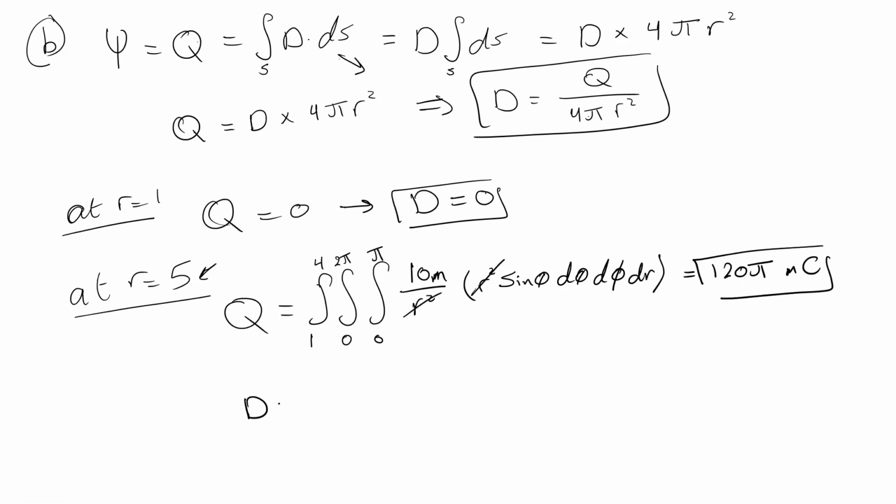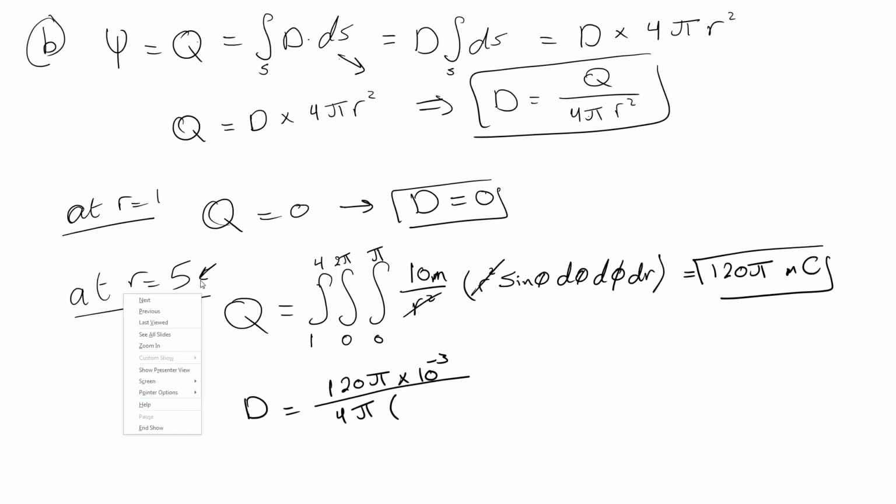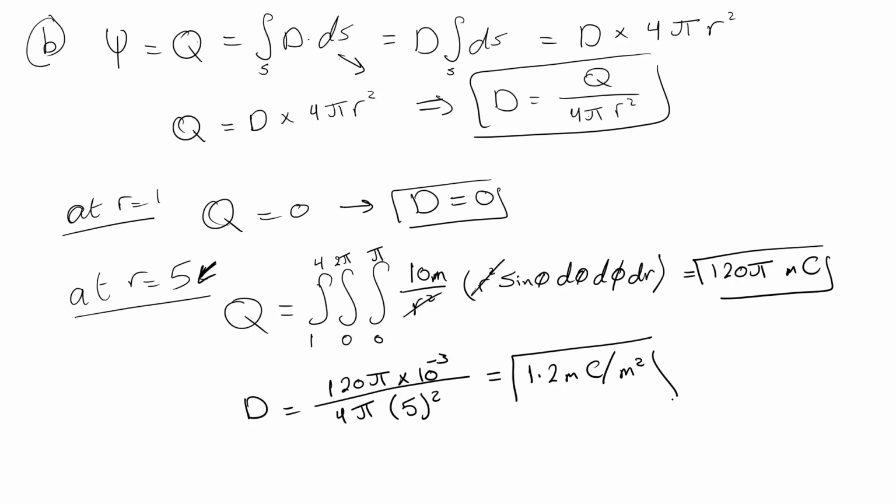Now we said that D equals to Q over 4 pi r square. We found Q to be 120 pi millicoulomb, which means 120 pi times 10 to the power minus 3 over 4 pi multiplied by r, which here is 5. So it's 5 square, which will be equal to 1.2 millicoulomb per meter square. And by this we found D at r equal 5.